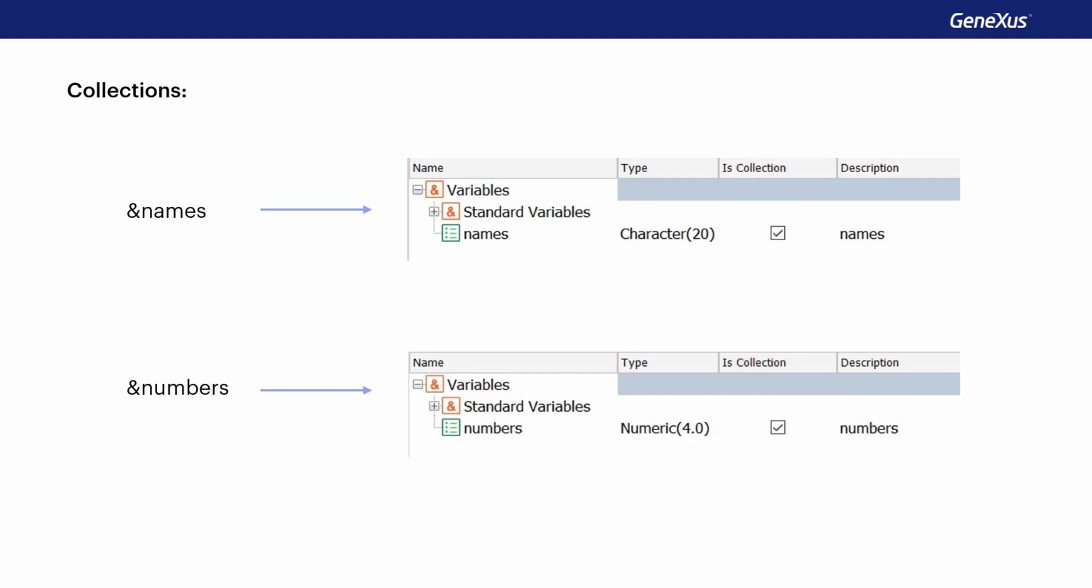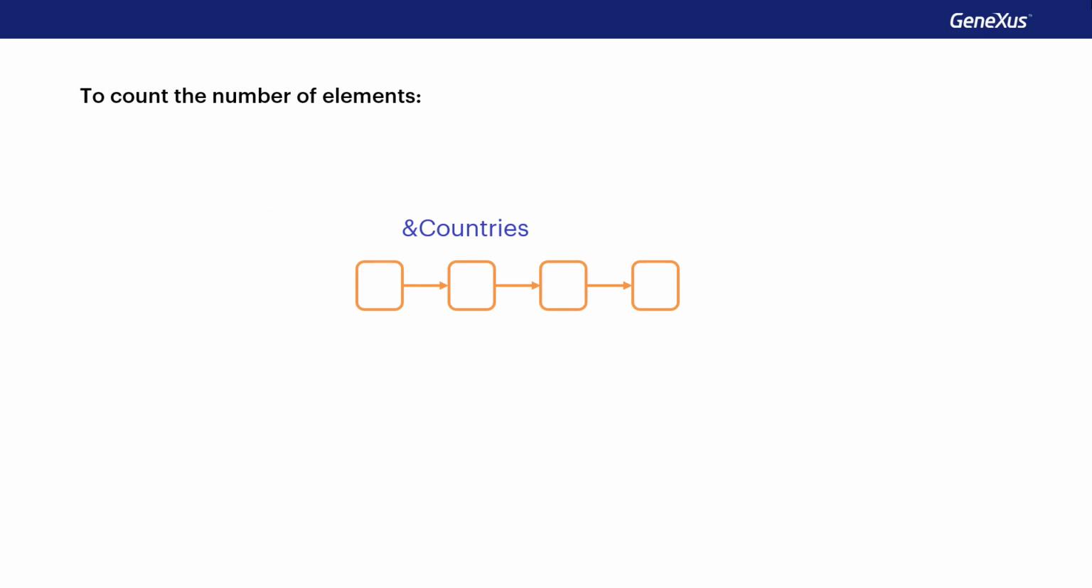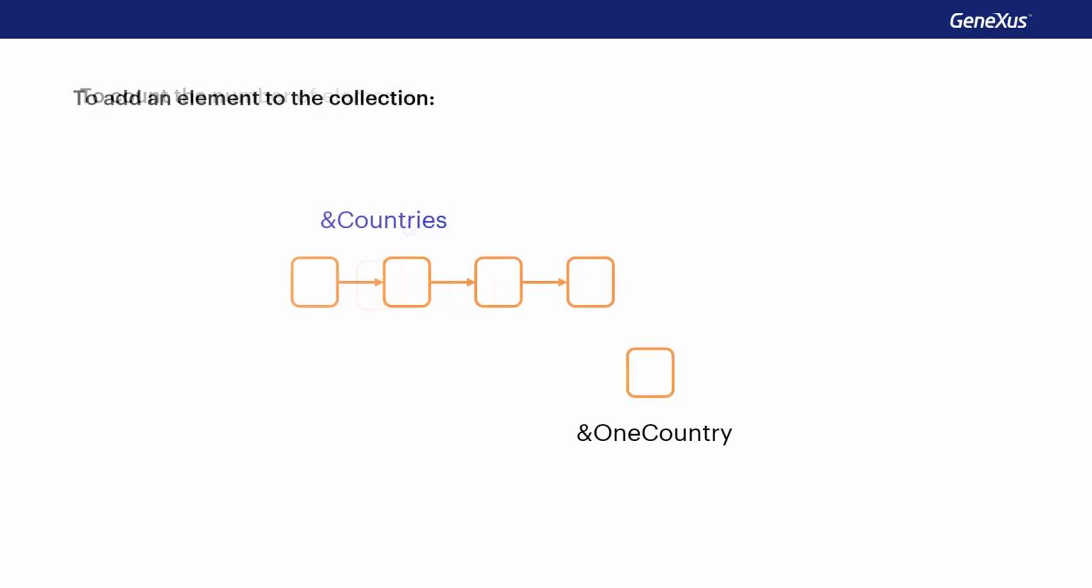Collection variables, regardless if they're numeric, character, or SDT collections, will offer their own methods for managing that collection. The count method allows us to know the number of elements in the collection. It returns that number, so it's a read-only method. The add method allows us to add an element to the collection. By default, this element is added at the end of the collection, but it's possible to change its position.